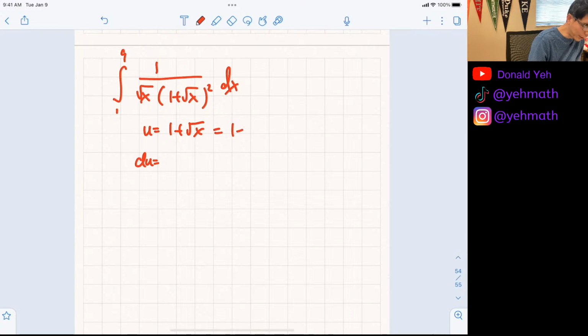So I will rewrite this as 1 plus x to the 1 half. So it'll be 1 half x to the negative 1 half dx. And then that would give you du equal to 1 over 2 square root x dx. If you recognize that's the negative exponent rule. So it'll be 2 square root x du equal to dx.